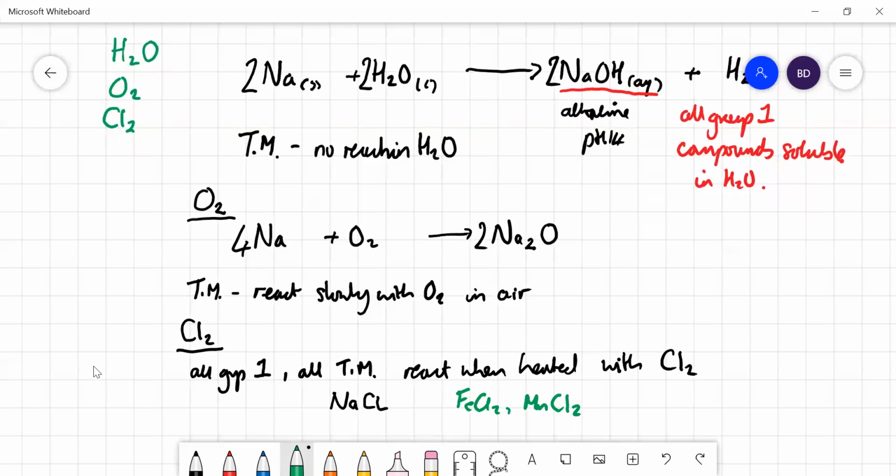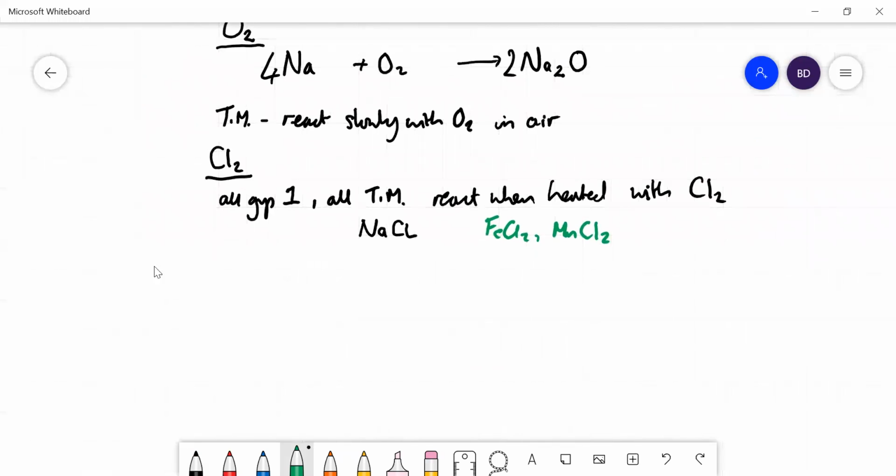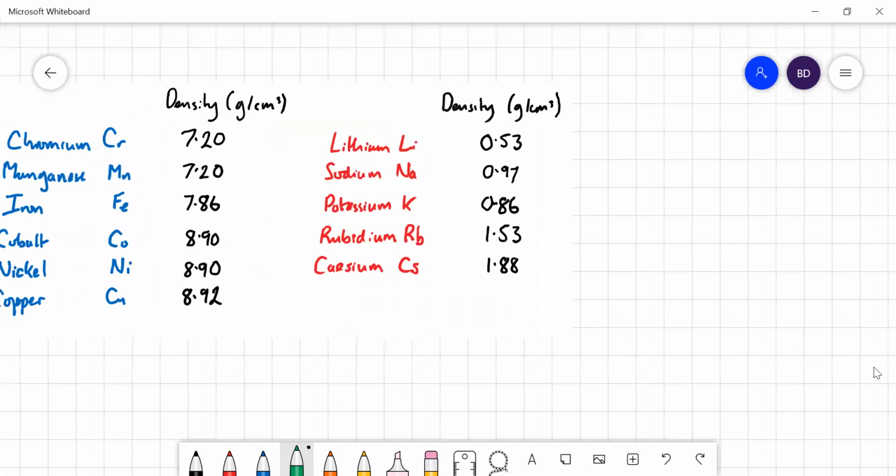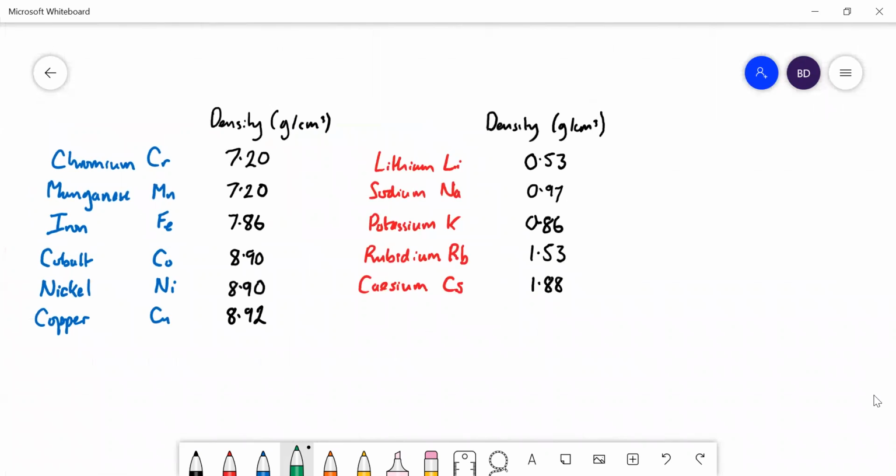Now, let's just talk about physical properties. If I go over to that table I had here with density, the transition metals are all pretty heavy. They're quite dense. You look at the densities there, they're all between 7 and 8 grams per centimeter cubed. They're pretty heavy things, metals are. Look at the density of the group 1 metals, they're much less. And don't forget that the density of water is 1 gram per centimeter cubed exactly for H2O.